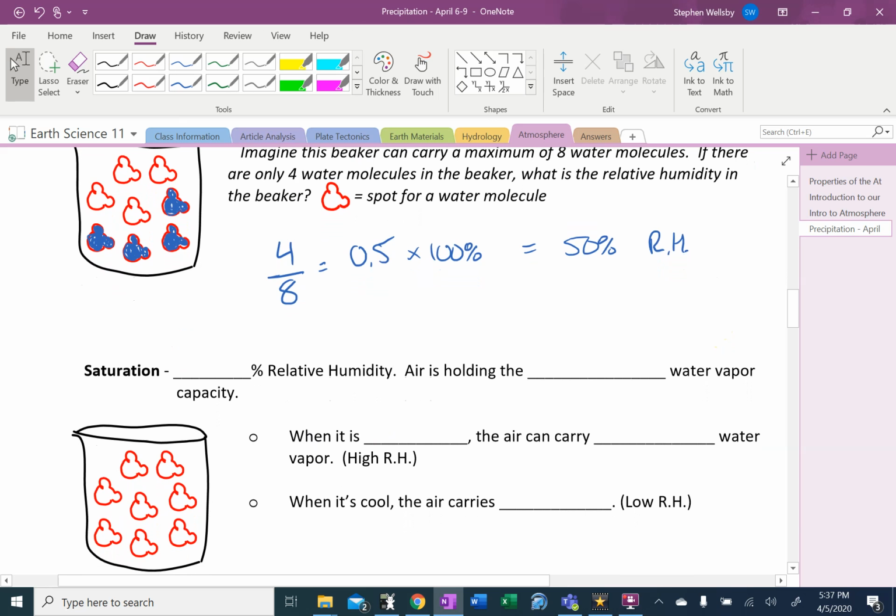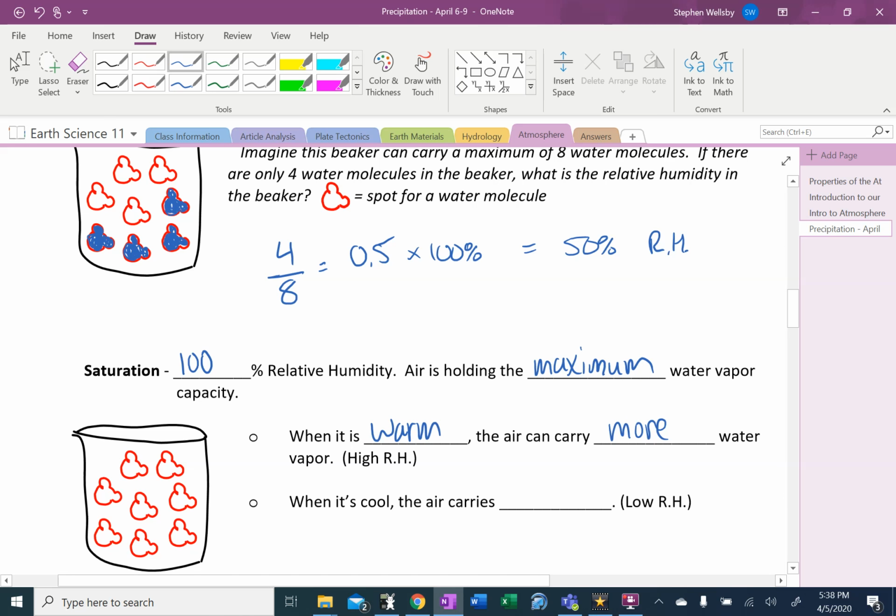Now another term you'll need is saturation. Saturation is essentially where you have 100% relative humidity. You've got all the water molecules that you possibly could have, so you're holding the maximum water vapor capacity. You couldn't possibly fit one more water molecule in there. When it is warm, the air can carry more water vapor.